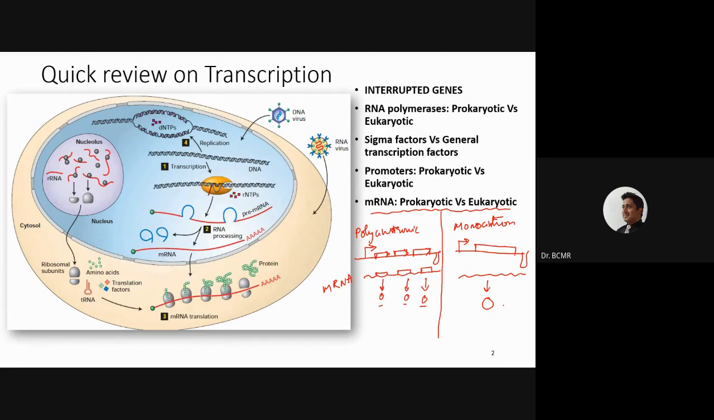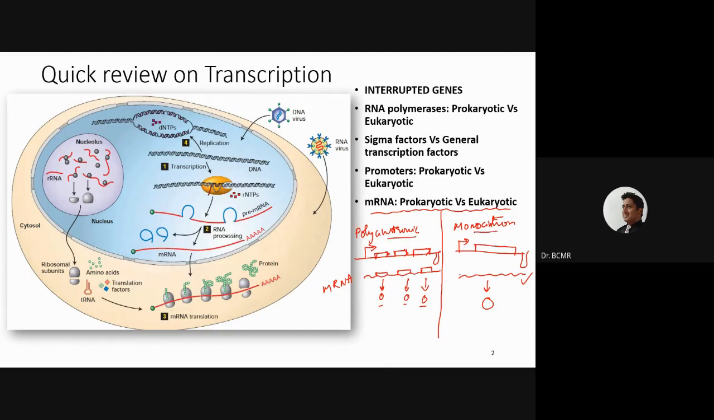I'm specifying a point like this, putting a little bit of doubt, because we will discuss alternative splicing, in which one mRNA can give rise to varied proteins. Okay, so right now, what you should remember is polycistronic in prokaryotes and monocistronic in eukaryotes.